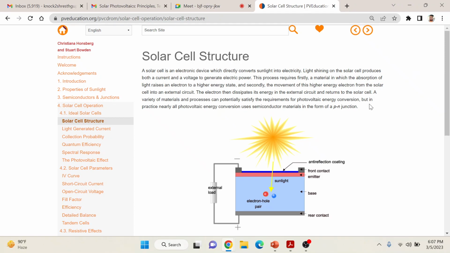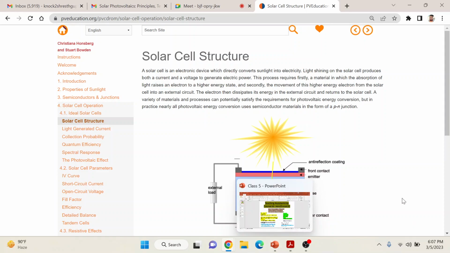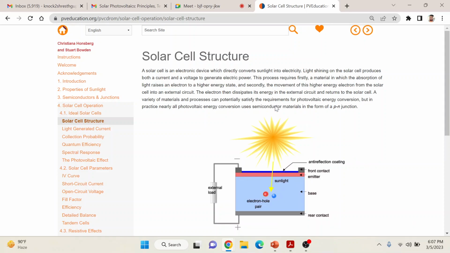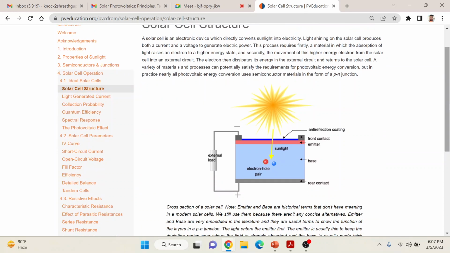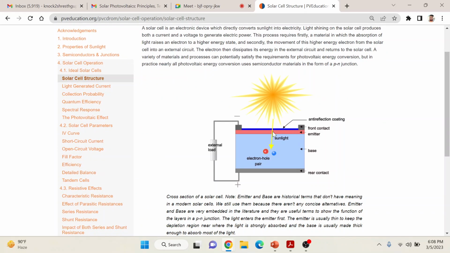If I talk about the solar cell structure, a solar cell is an electronic device which directly converts sunlight into electricity. As we can see, the light is shining here, and an electron and hole pair is generated. This process requires firstly a material in which the absorption of light raises an electron to a higher energy state, and then the movement of this higher energy electron from the solar cell into an external circuit. The electron then dissipates its energy in the external circuit and returns to the solar cell.